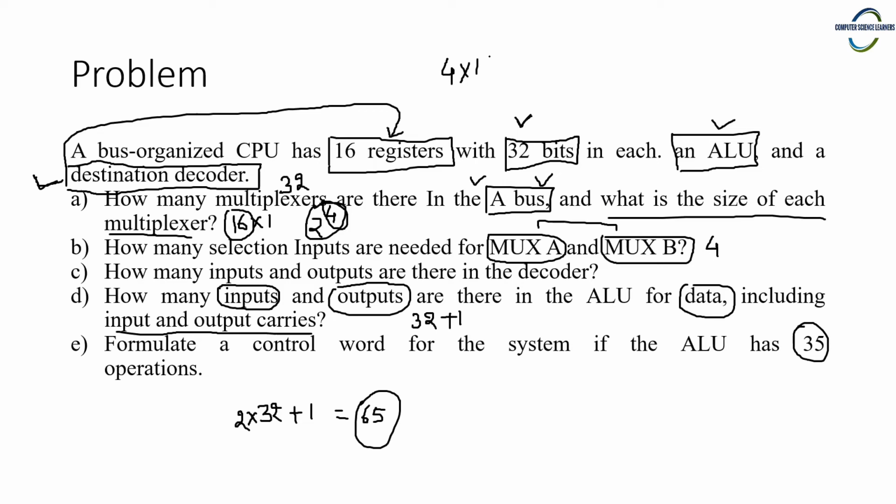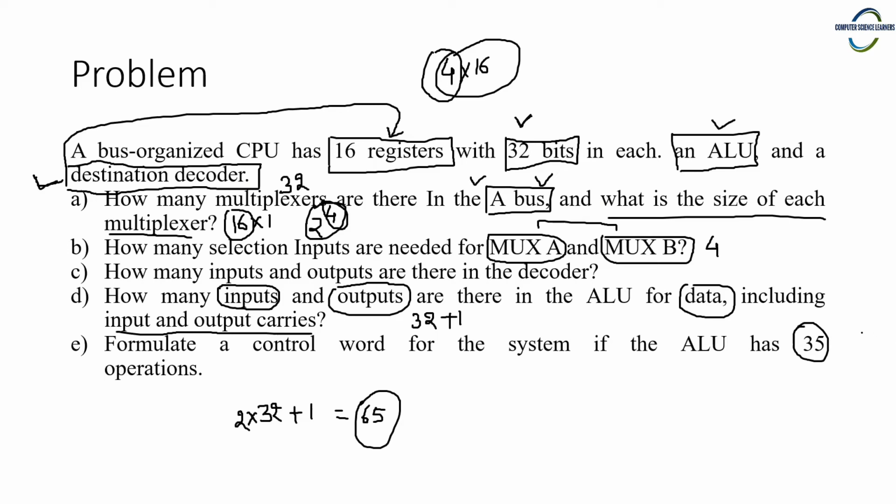Remember this thing. Any decoder will have n cross 2 raised to the power n configuration, right? So n is the number of input lines and 2 raised to the power n is the number of output lines. So the size of the input of the destination decoder is going to be 4.